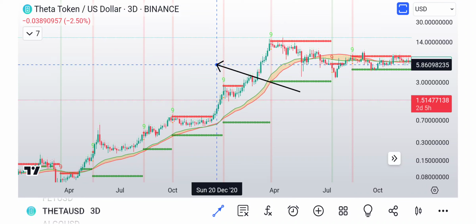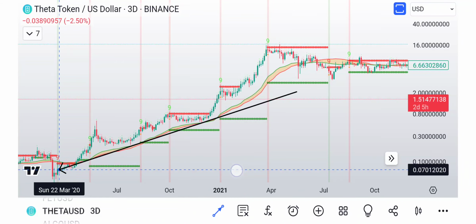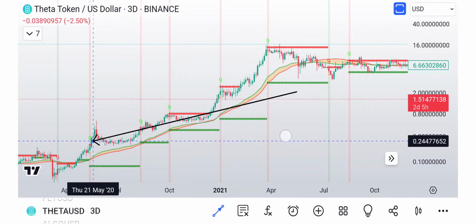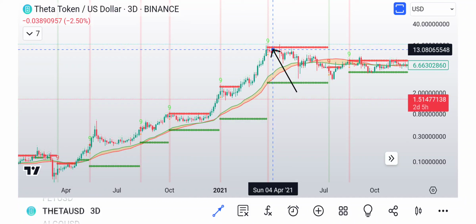So we actually had a 9 buy here down by C19, which kicked off 1, 2, 3, 4, 5, 9 sells, right? Because they're red, so that means you want to sell.